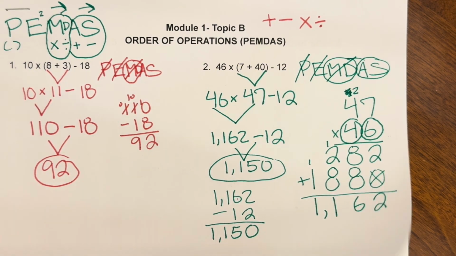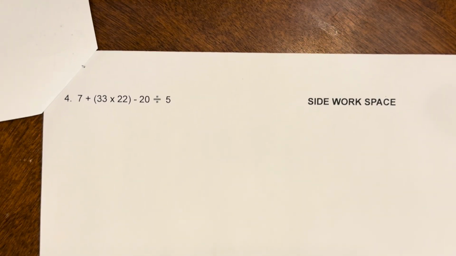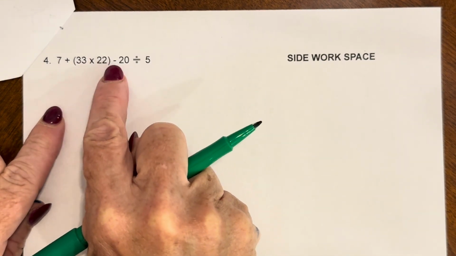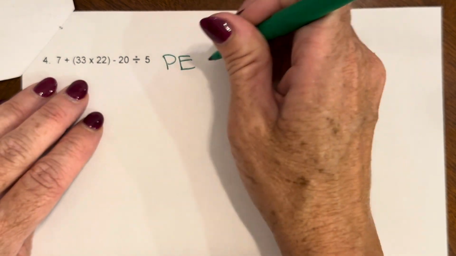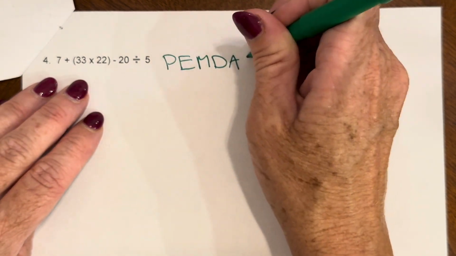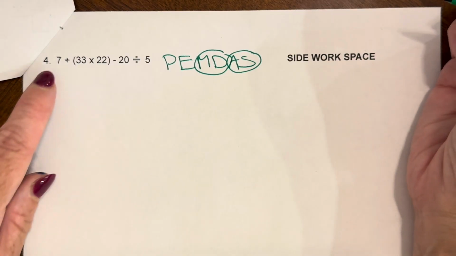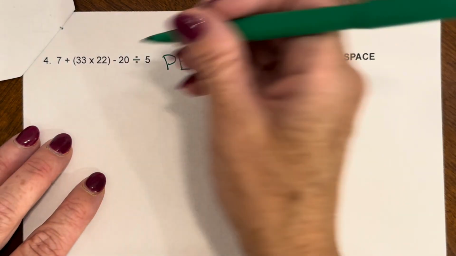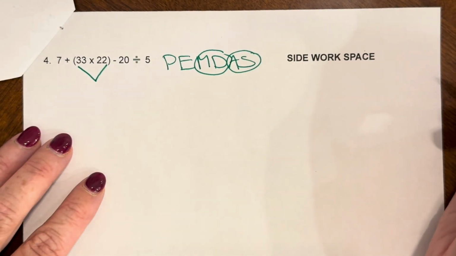Okay, ladies and gentlemen, let's do one more of these together. So turning to the back side of yours, we're going to do number 4 together as well. So I see an addition sign, a multiplication, a subtraction, and a division. So this is definitely a PEMDAS problem because there are 4. And when we say PEMDAS, it's just our shortcut for order of operations because there's multiple operations. Okay, so the first thing we see is parentheses, and that's the must do first.